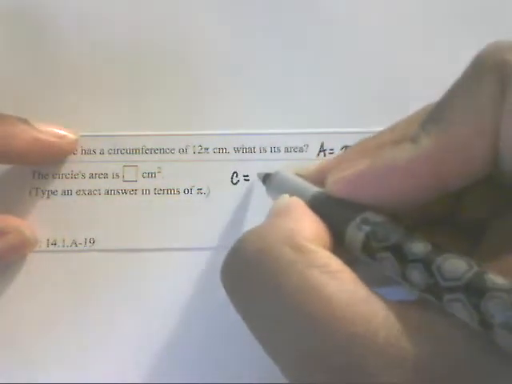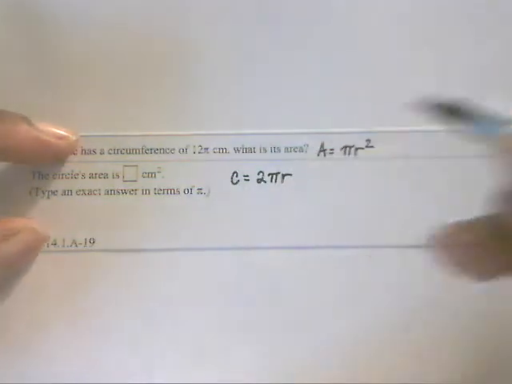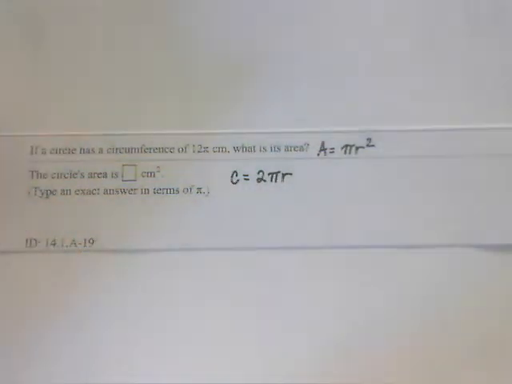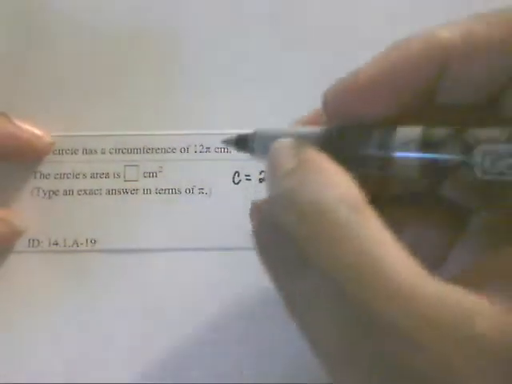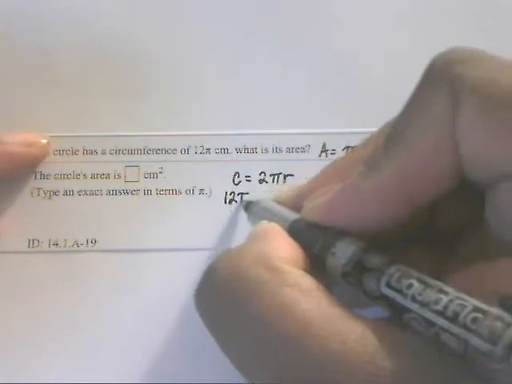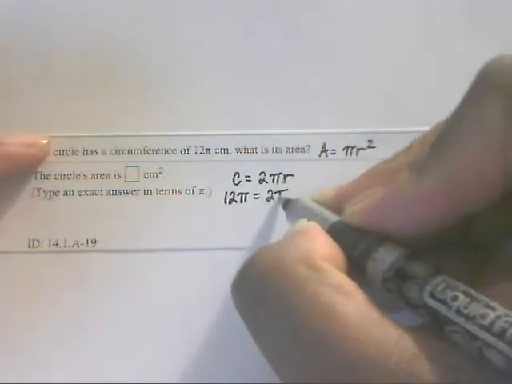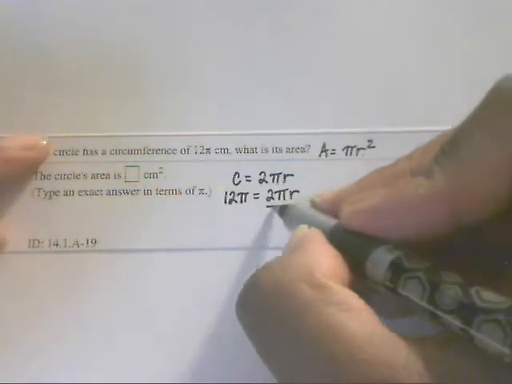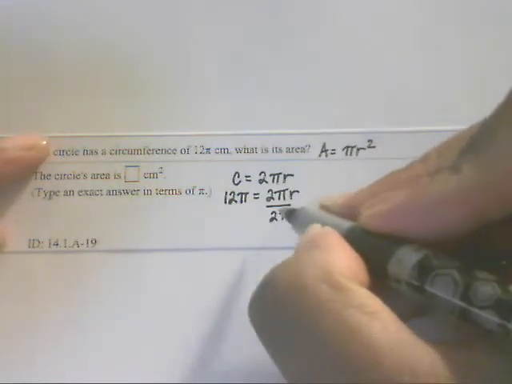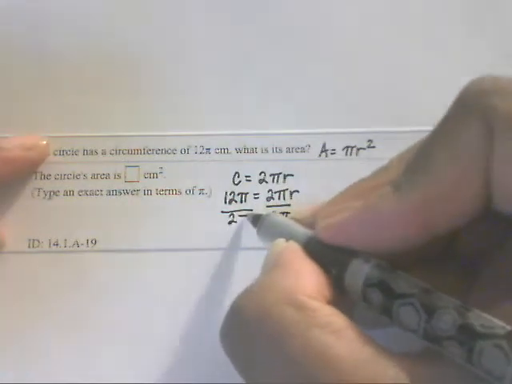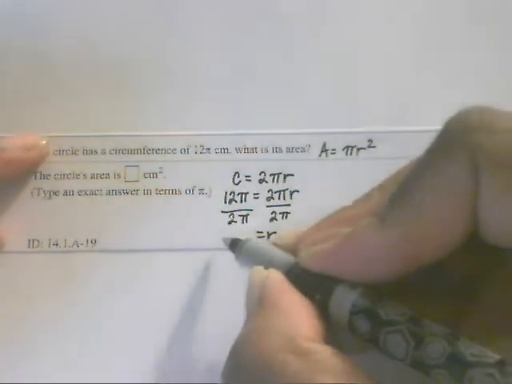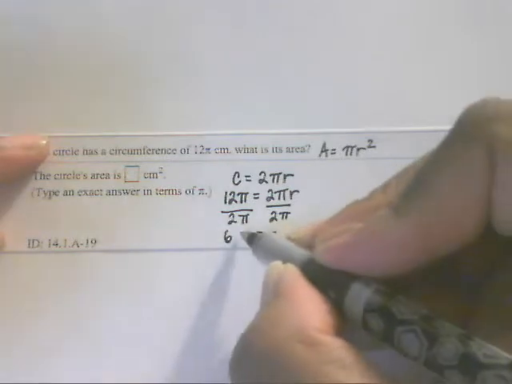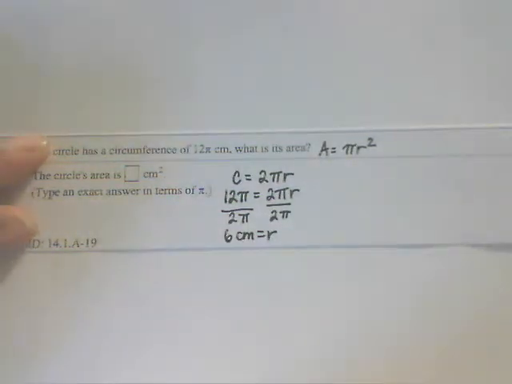So the formula for finding the circumference of a circle is 2 pi r. C is equal to 2 pi r. The circumference is 12 pi, so we'll replace the C with 12 pi. That's equal to 2 pi times the radius. And to find out what the radius is, we divide both sides by 2 pi. That will give me a radius of 6 centimeters. So that radius is 6 centimeters.